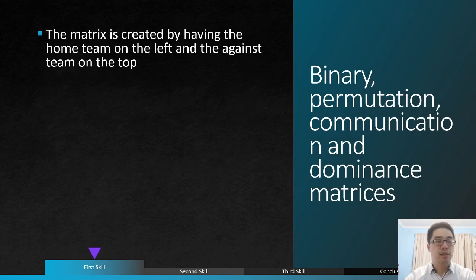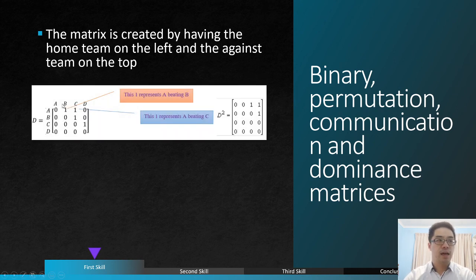Using D and D squared, we can determine the top ranked player, which is also represented by T. To do that, a dominance matrix is created by having the home team on the left and the against team on the top, and the ones represent who beats who. So for example, A versus B has a 1, that means A beat B. A versus C has a 1, that means A beat C.